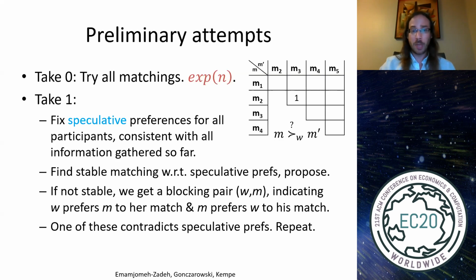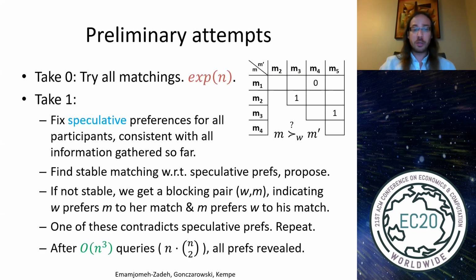If not, we get another blocking pair. Maybe it goes into tables of other participants. Eventually, we'll get some more bits for this woman. Maybe we'll get that she prefers M4 to M1, and then after a few steps, we'll get that she prefers M3 to M5. And eventually, after n to the third order queries, meaning n over 2 queries for each participant, all preferences will have been revealed. So when we propose a matching, it's for sure stable.